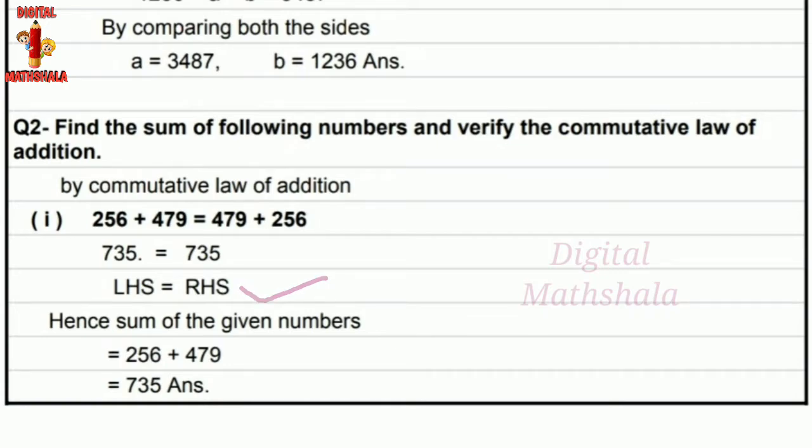Hence, the sum of the given numbers, 256 plus 479, is equal to 735. Now we will see the next question.